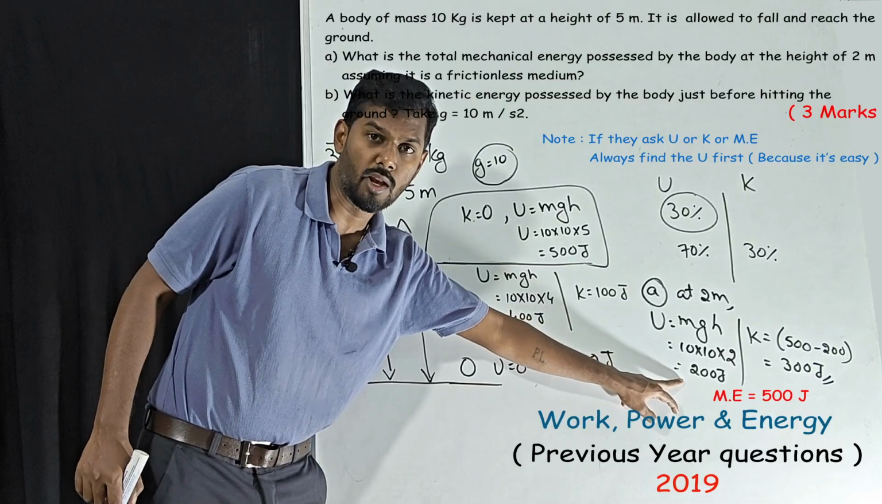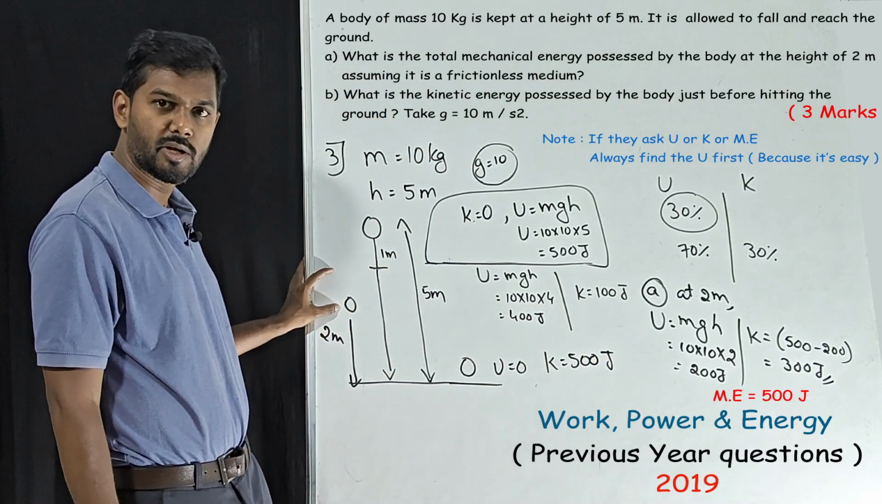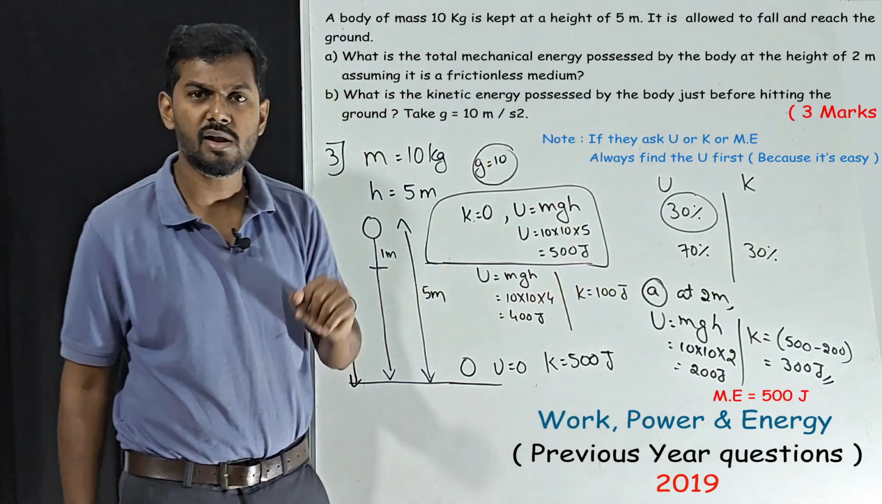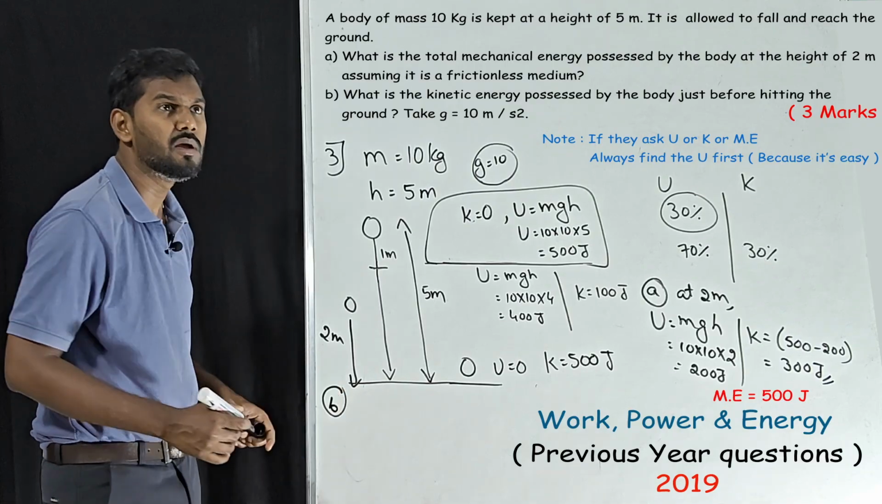Potential energy we have is 200. How much is lost? 300 joules is lost at 2 meter height. That much lost will be the answer for kinetic energy. That's it. Next, we'll go for sub question B.